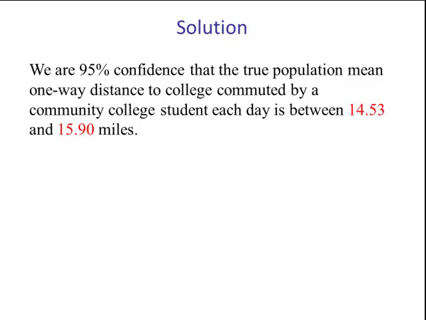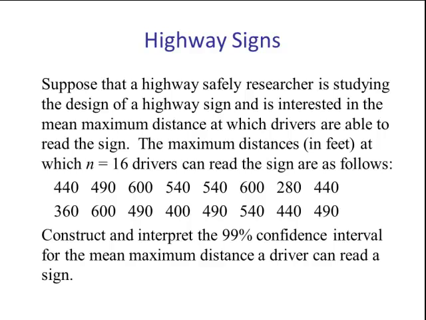Let's do an example with raw data. Suppose a highway safety researcher is studying the design of a highway sign and is interested in the mean maximum distance at which drivers are able to read the sign. The maximum distances in feet at which n equals 16 drivers can read the signs are as follows.